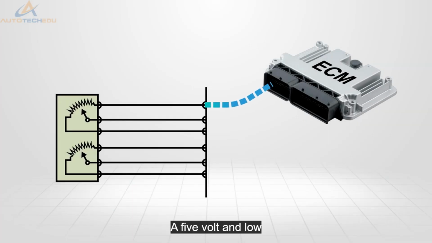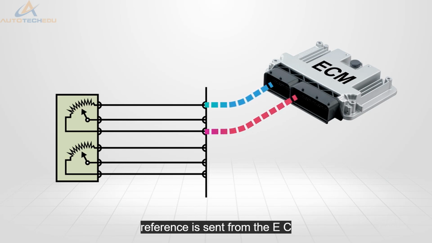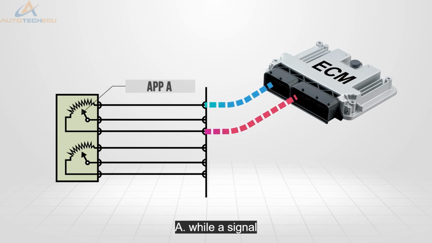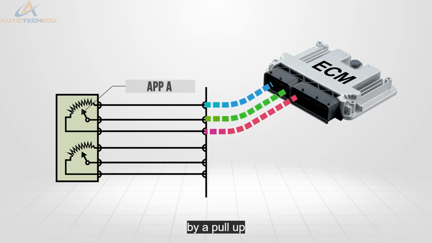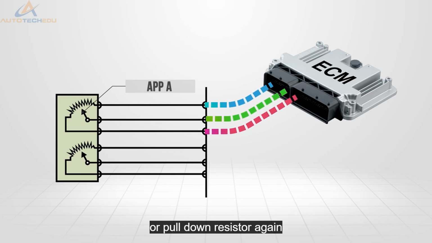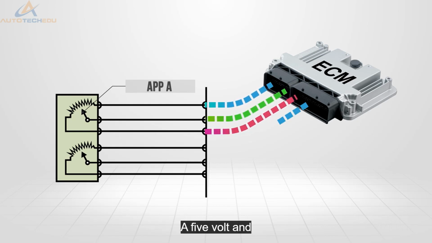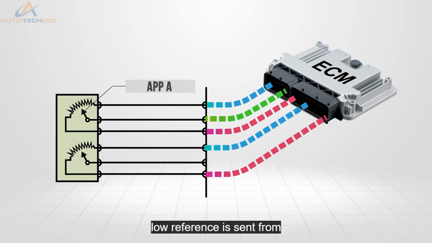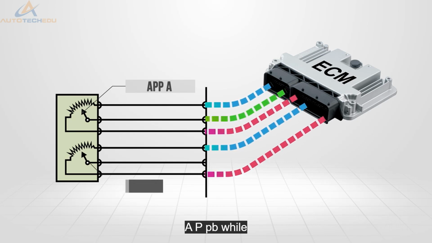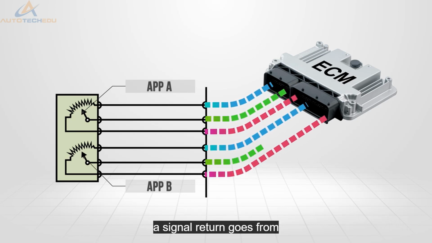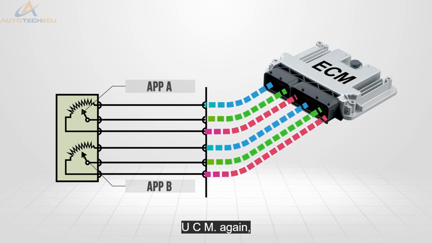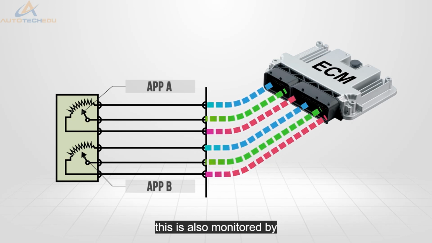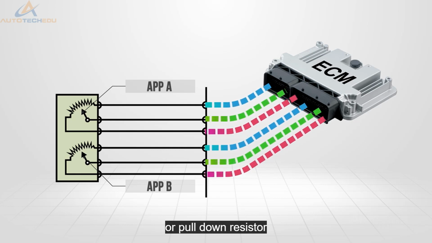A 5 volt and low reference is sent from the ECM to APP-A, while a signal return goes from the sensor back to the ECM. This is monitored either by a pull-up or pull-down resistor. Again, a 5 volt and low reference is sent from the ECM to APP-B, while a signal return goes from the sensor back to the ECM. Again, this is also monitored by either a pull-up or pull-down resistor.